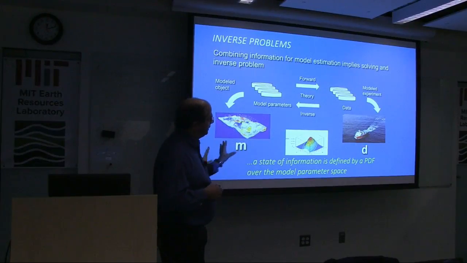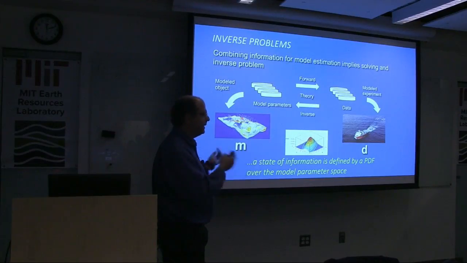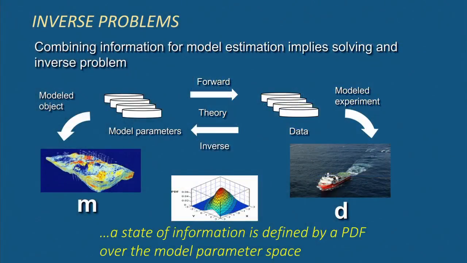So obtaining, this is the forward direction. And if we are interested in estimating the properties and structure, we then go in the inverse direction, which is going from data to the model. The theory that allows us to formulate these problems is a probabilistic theory in which we define the knowledge of the model that we have on the basis of a probability density function that will describe our present state of knowledge.